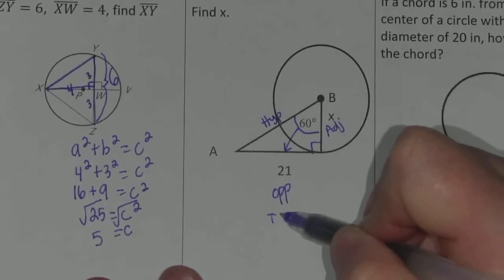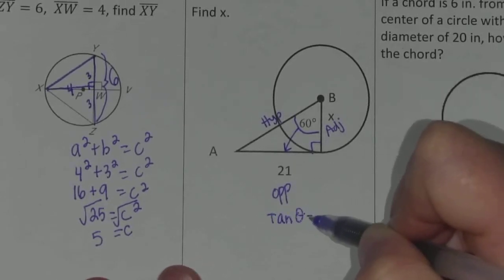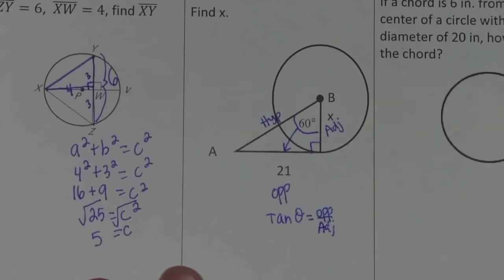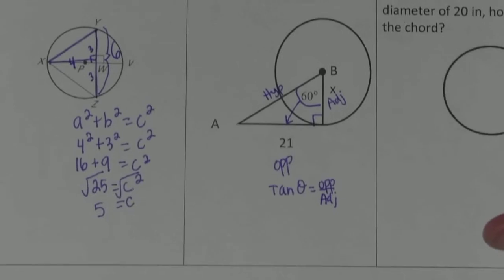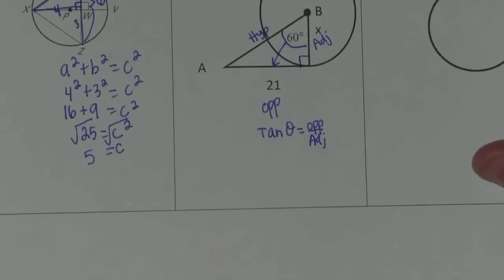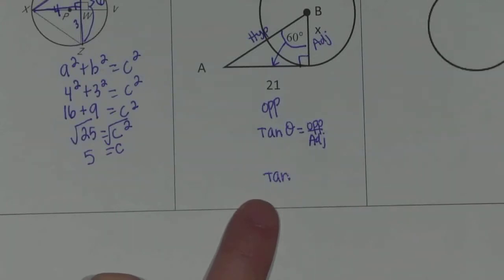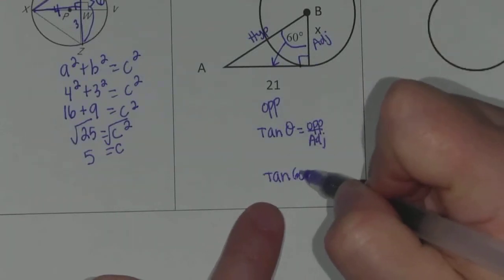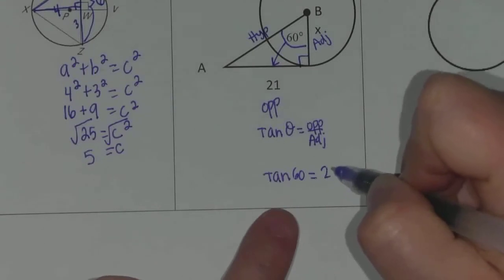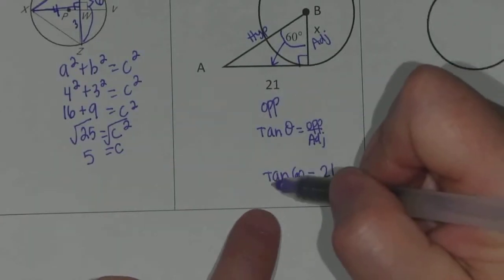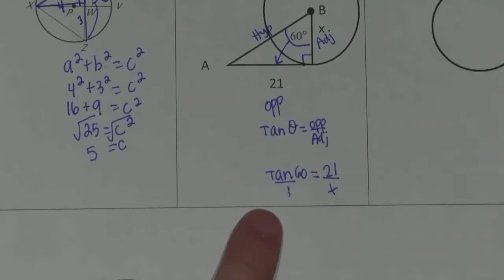So I'm going to use that rule. Up there on the board it says the tangent of the angle equals the opposite over the adjacent. And do you remember how we just substituted our stuff into that and cross multiplied? That's exactly what we're going to do. So the tangent of what angle? 60 equals the opposite, which is 21, over the adjacent, which is x. Put a 1 underneath there and cross multiply. So on your calculator, do the tangent of 60.